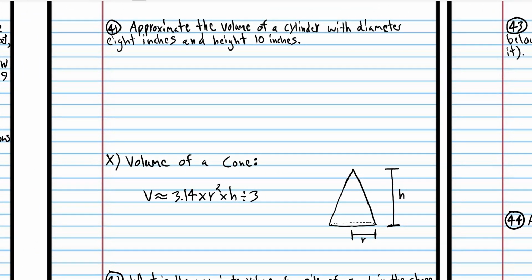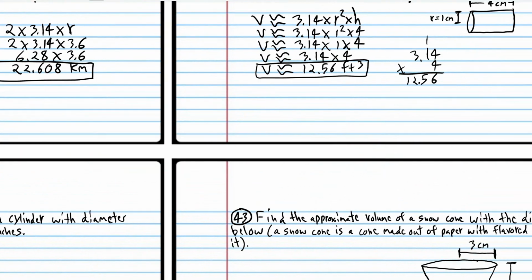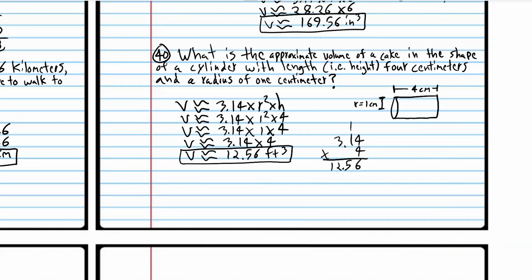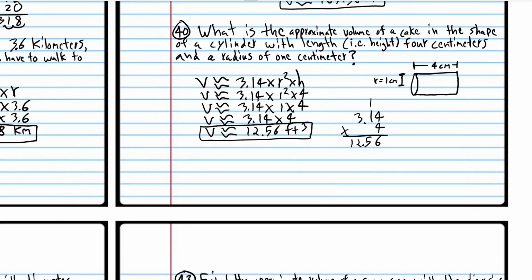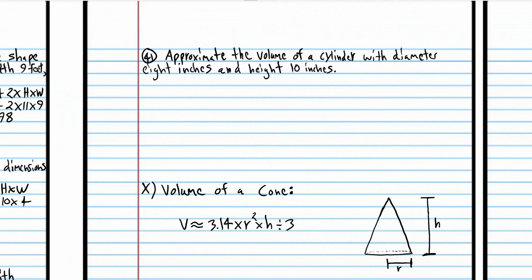Now, this is a trick problem. It's a trick problem because they're not giving us the radius. This formula tells us how to plug in the radius, right? R is the radius. We do not have the radius. They're giving us the diameter. So how do we do this?